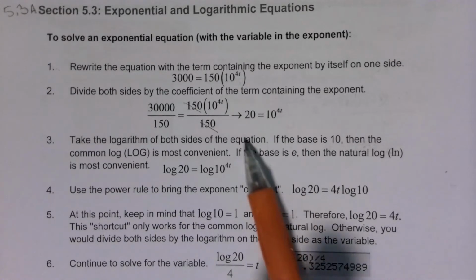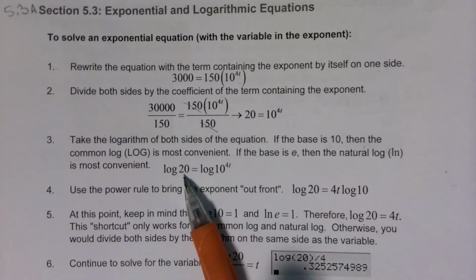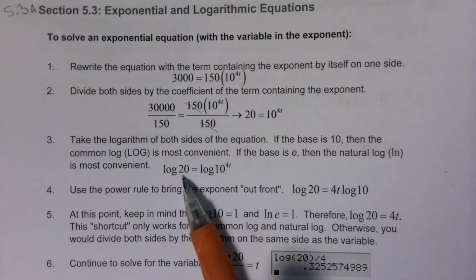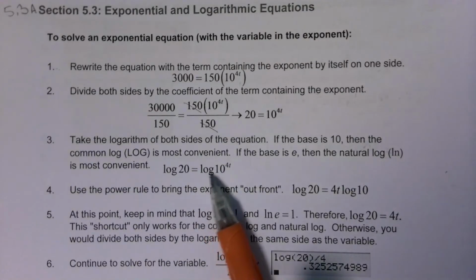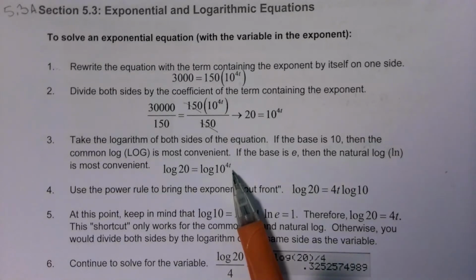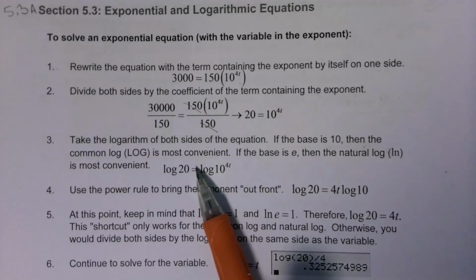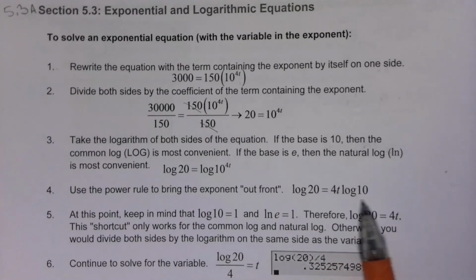So that would give us, taking the log on both sides here, the log of 20 equals the log of 10 to the 4t power. Now here we have to use our properties of logarithms to undo what we have here. Okay, here our log of 10 to the 4t power. We can use our log rule to take this 4t out in front. And when we take it out in front, we end up with log of 20 equals 4t times the log of 10.